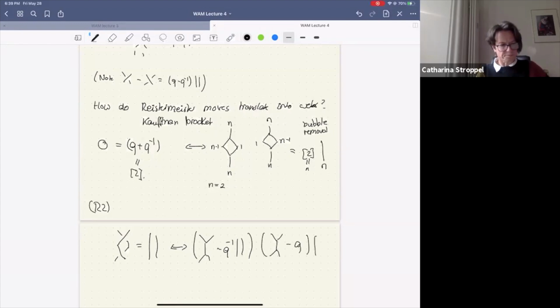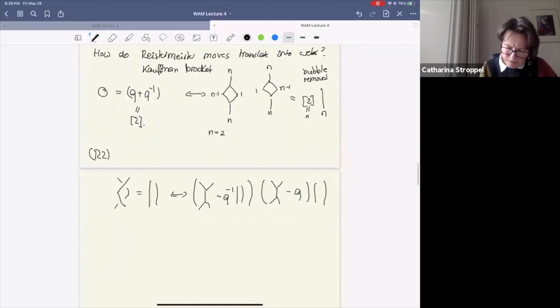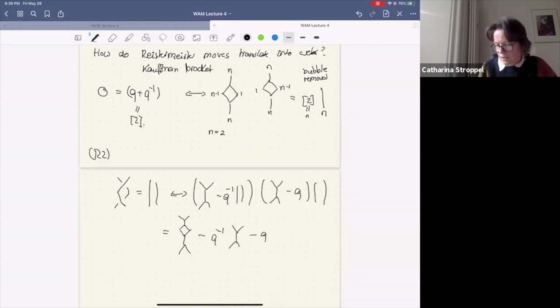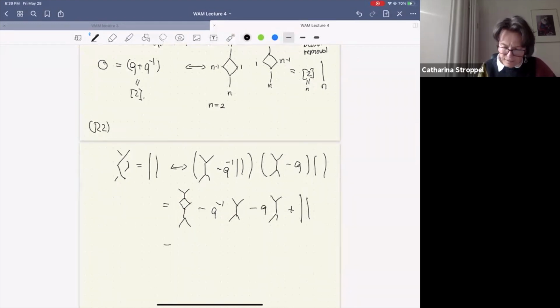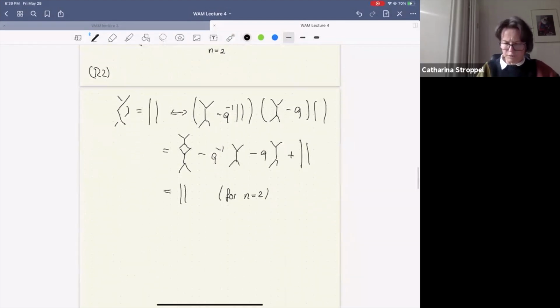So this was our convention. And if I multiply this out, what I get is, I put this on top of itself, minus Q inverse times that guy, minus Q times this, plus Q inverse times Q, which is 1 times the identity. And again, I have this bubble. And again, let's take n equals 2. Then this bubble becomes Q plus Q inverse. And so I get exactly these things canceled out, and I get the identity for n equals 2.